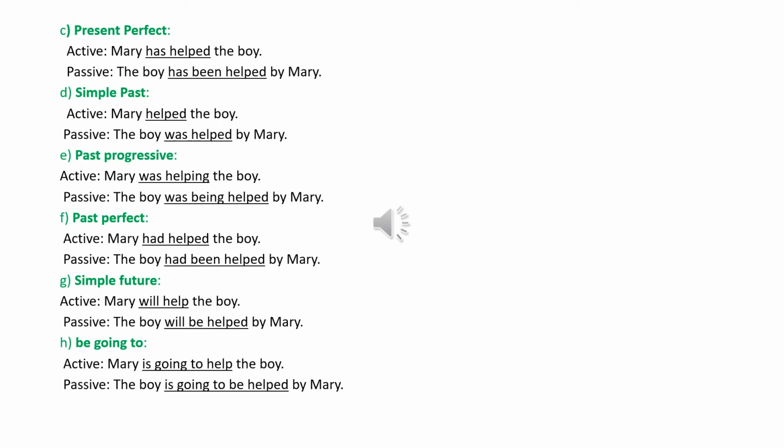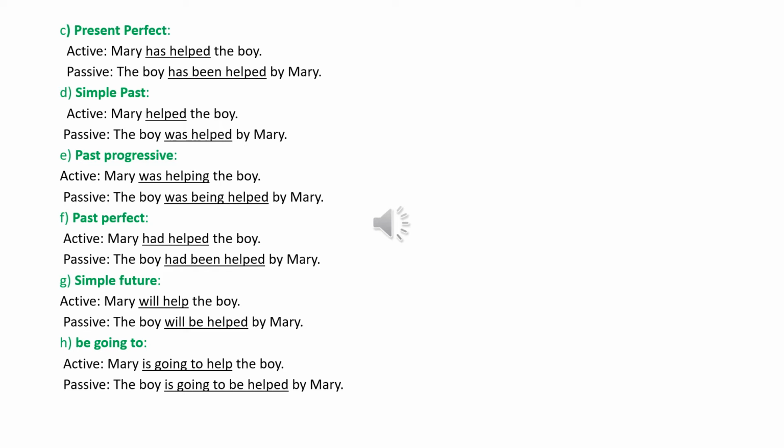C. What happens when the verb is in the present perfect tense? Remember that the form of the present perfect is has or have plus past participle. Consider the example in the active voice. Mary has helped the boy. The passive voice is has or have plus been plus past participle. In this case, the subject is singular, so use has to agree with the boy. The boy has been helped by Mary.